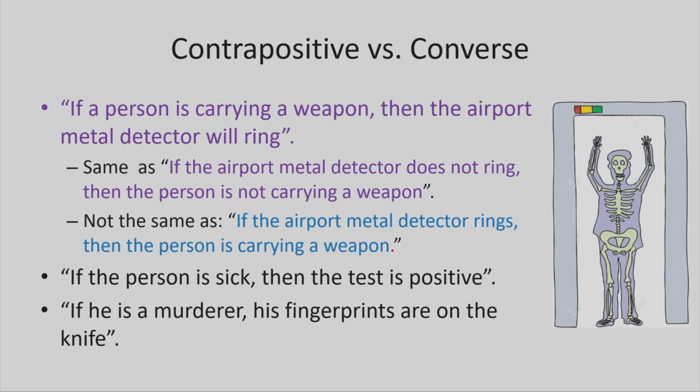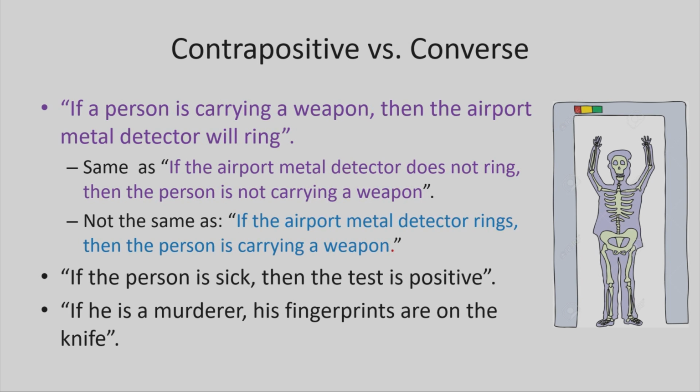It's definitely not the same as if the airport metal detector rings, then the person is carrying a weapon. You know, maybe they just left some coins in their pocket or a key somewhere. And it absolutely doesn't contradict the description of the metal detector that the airport bought, which says, if a person is carrying the weapon, then the metal detector will ring. It says something kind of orthogonal. If the metal detector rings, is the person carrying a weapon? Well, maybe they do, maybe they don't. We really cannot figure that out from the original statement.